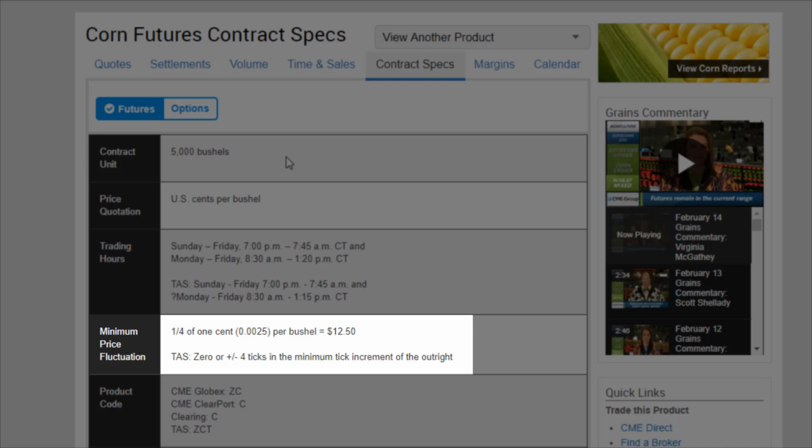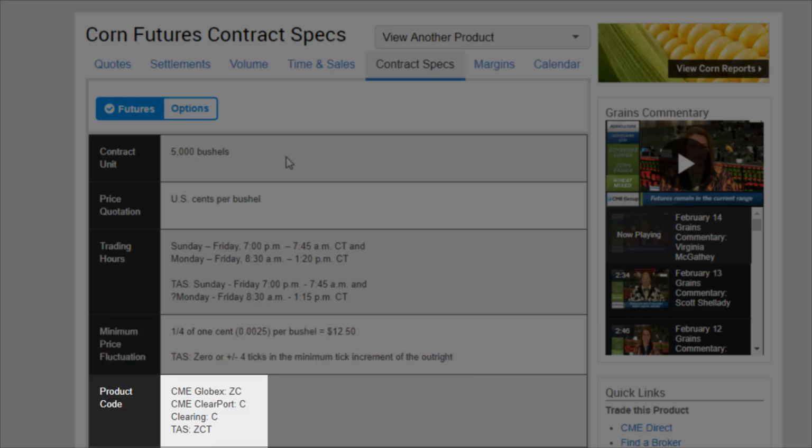When corn moves the minimum price fluctuation, the move is in 1/4 cent increments. This is the equivalent of $12.50 per tick. Markets can trade in larger tick increments, but never less than the minimum tick. Product code. Exchanges create a root symbol for each commodity traded, much like a stock will have a symbol: MSFT, Microsoft, AAPL, Apple, etc. Many commodities now have different symbols for the same commodity. This is to help identify if the commodity is pit traded or electronically traded.